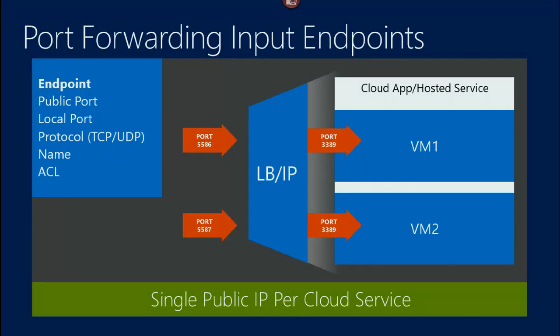First, port-forwarded input endpoints. When you create a cloud service, today you get one public IP address for that cloud service. This is something we're working on expanding in the future, so you'll be able to bring multiple IP addresses and associate them with the cloud service. But today, you get one publicly routable IPv4 address.